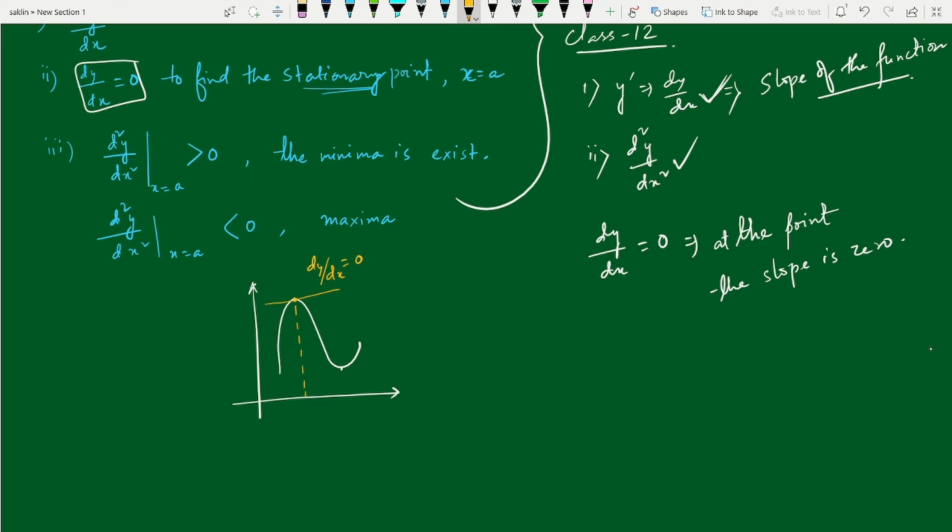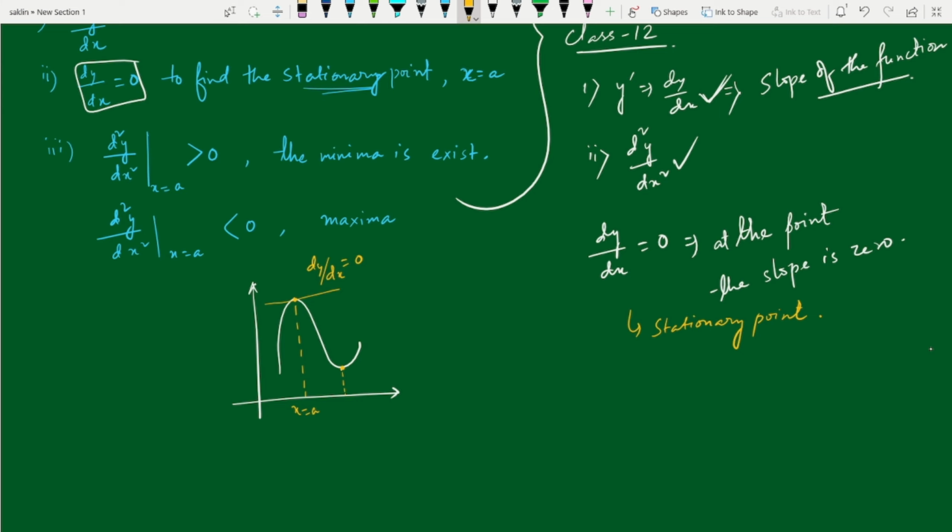Okay, and here also the slope is 0. Now let's just consider this case, only this case. dy by dx equals 0 represents that the slope is 0 at this point. From this we can get the stationary point. By getting this stationary point, we will do the double derivative.